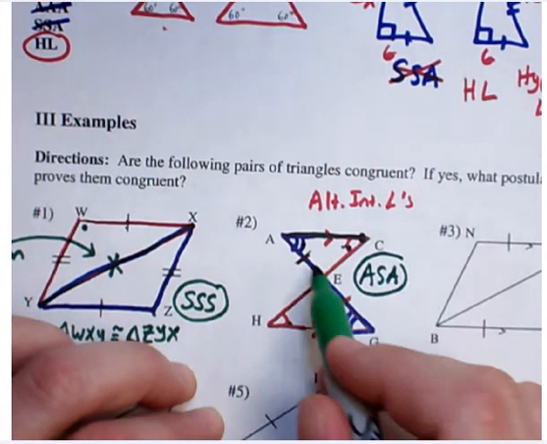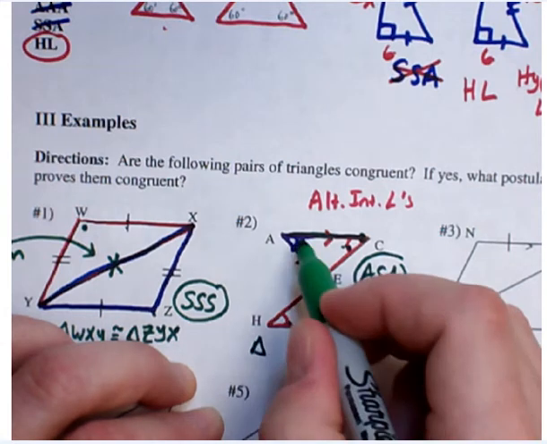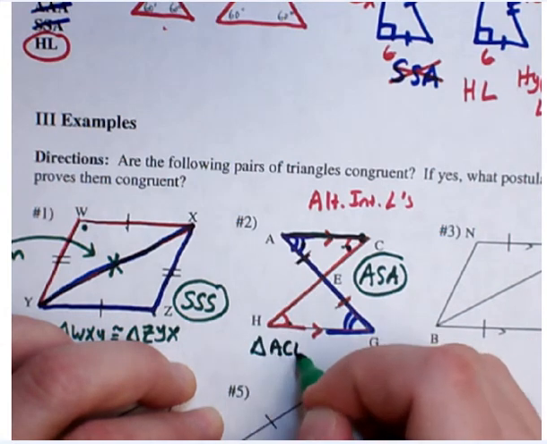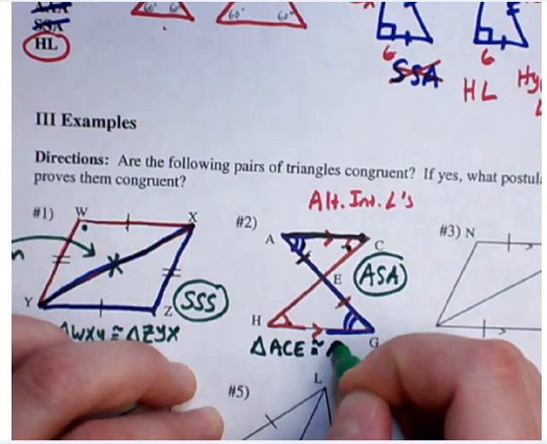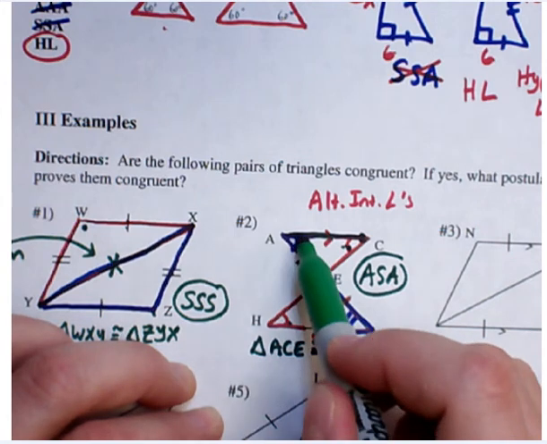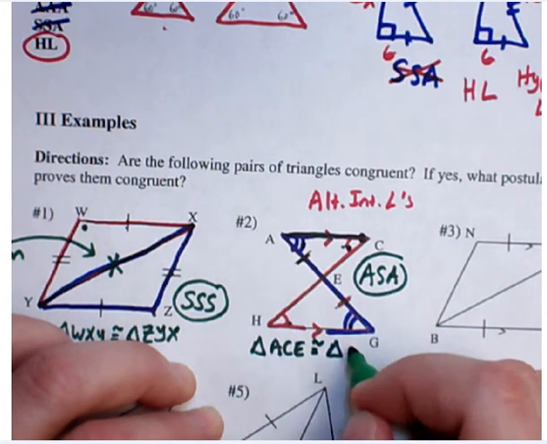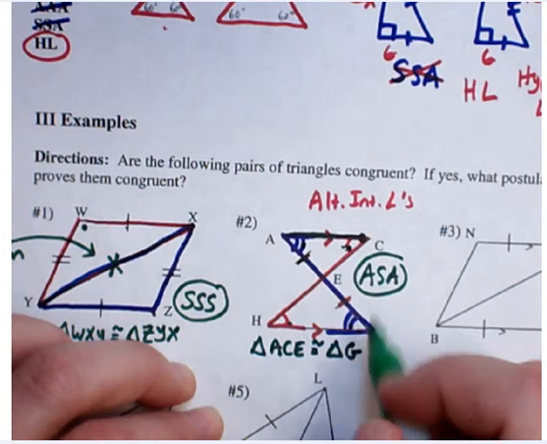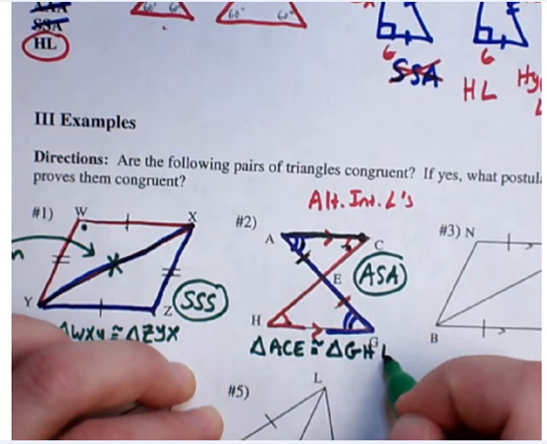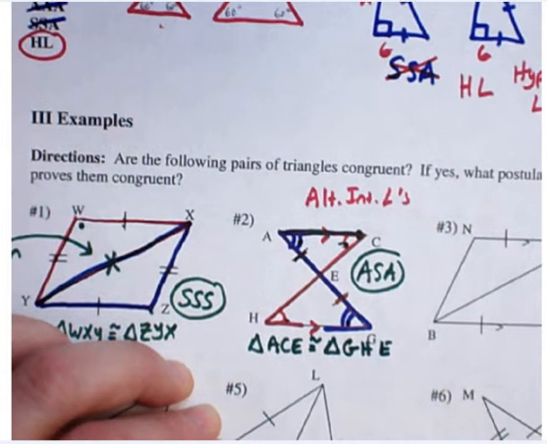And the triangle congruence, we could say triangle ACE is congruent to triangle. Now let's see, A is 2 arcs, so that matches up with G. C is 1 arc, so that matches with H. And then there's E. Okay?